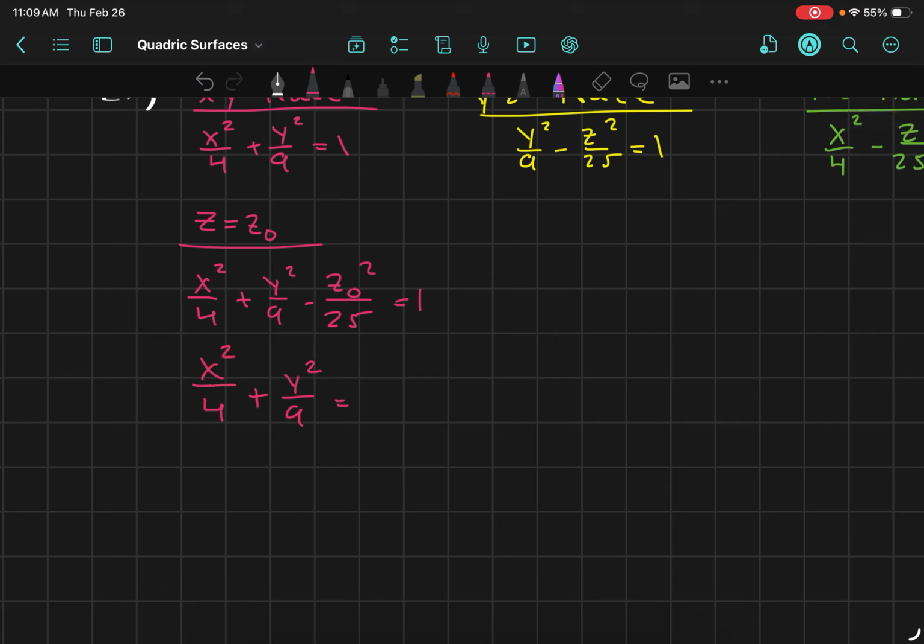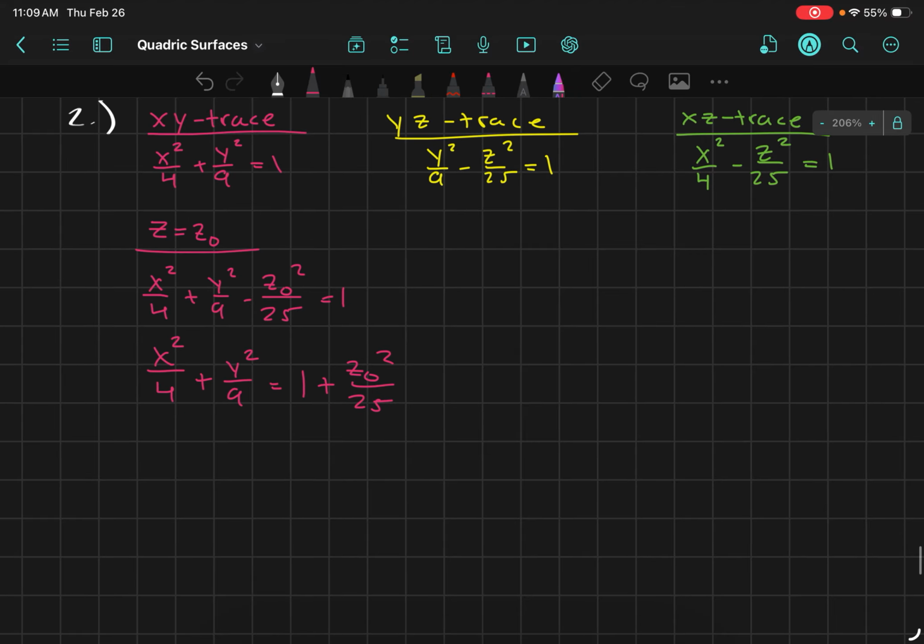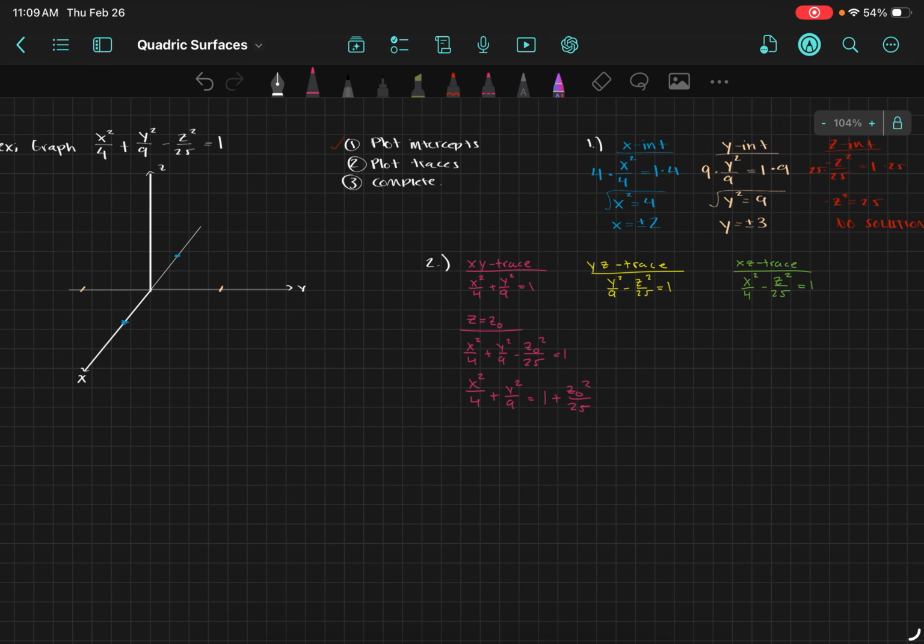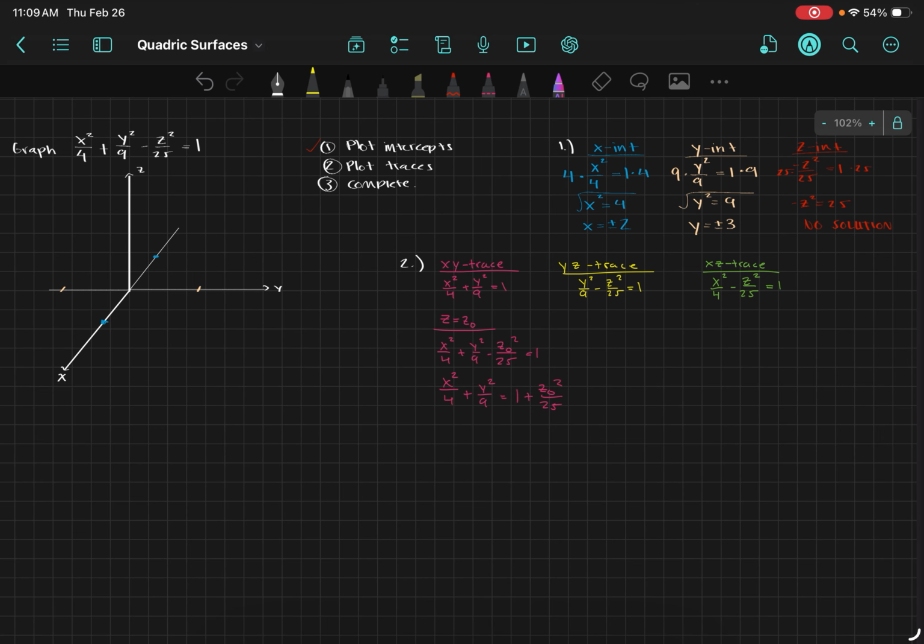Y squared over 9 is equal to 1 plus z naught squared over 25. Meaning, it's the same concept wherein we have our circles. We can have circles in the xy plane going all around this, and that's something that we're really going to need when we graph this. I can't verbalize why easily, so just understand that that's why I'm doing this, is so that we can have ellipses circling the graph. Let me take a sip of my drink before we go ahead and start graphing this bad boy.